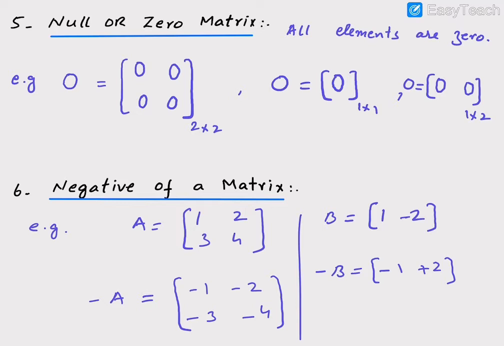In null matrix or negative of a matrix, the matrix may or may not be a square matrix. It doesn't matter it is square or not. For example, the order of A is 2 into 2 and the order of B is 1 into 2, 1 row and 2 column. So it's not necessary it must be square.